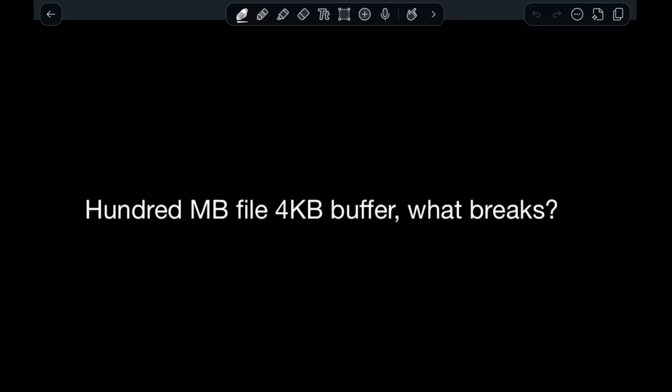100 MB of file, 4 KB of buffer, what will break? That's the question. So by the end of this video, you will know exactly why the DUO or combo would actually cook your CPU and what's the hardware secret feature that actually saves it. So let's wire up the actual reality.